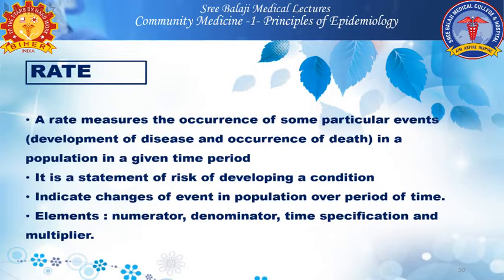Rate can be defined as the occurrence of some particular event in a population in a given time period. It is a statement of risk of developing a condition. It indicates changes or events in population over period of time. So the salient feature of a rate is that the numerator will be part of the denominator, and the multiples are usually in terms of thousands or beyond 1,000.